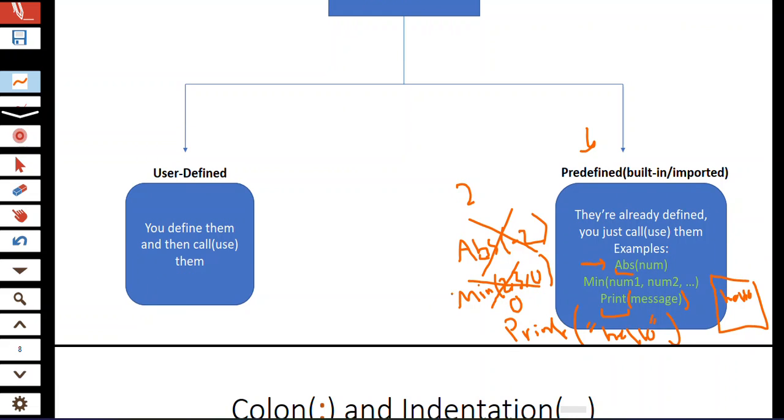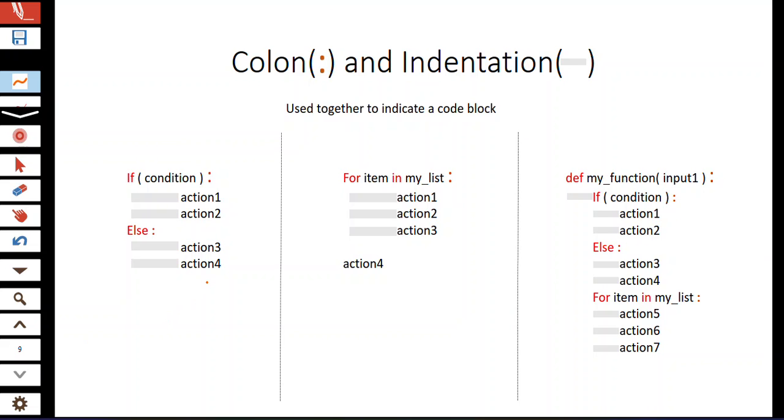Okay, awesome. Now, the last part, which is very, very important, is the use of the colon and indentation in certain types of statements. They are usually used together. Why? To indicate a code block, or basically which statements belong to which statements. Again, the colon in combination with indentation or white space is used to indicate a code block, or to indicate which statements belong to which statements.